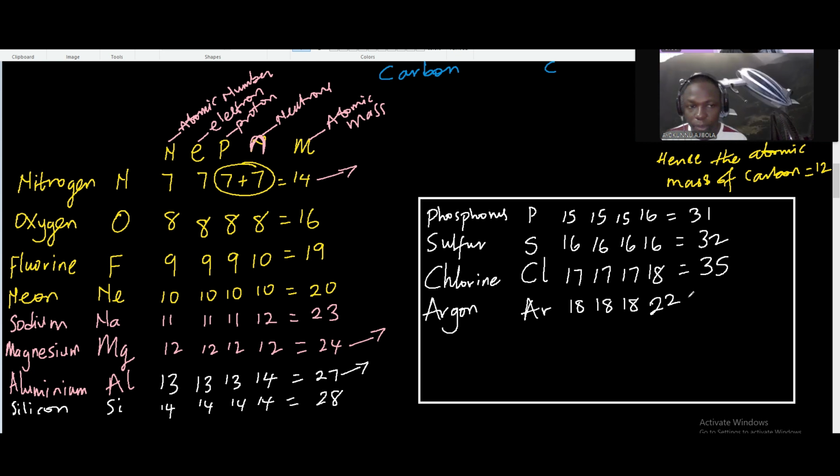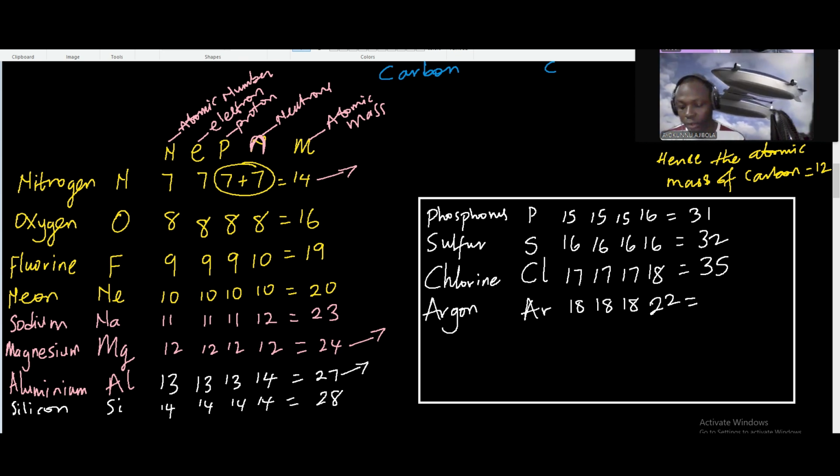So it has 22. That means the atomic mass is going to be what? What would be the atomic mass of argon? Remember, protons and neutrons together. It's 40, right? Yes. Though accurately it will be 39.9 something, but it's 40 at least to use. So, that's argon.